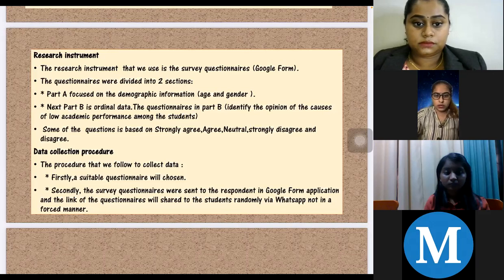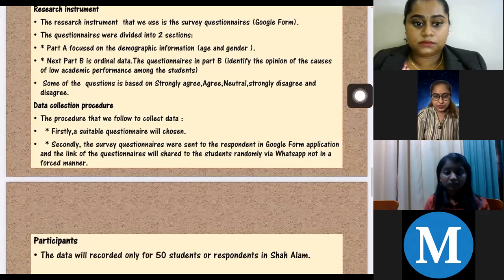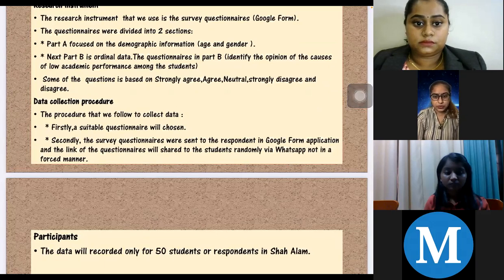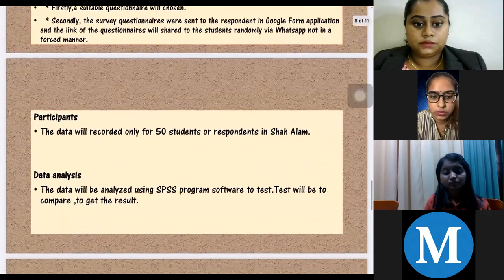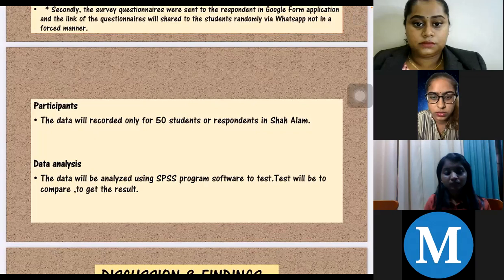Okay, so data collection, the procedure. First, we choose the suitable questionnaire, for example if we are choosing secondary students. Secondly, the survey questionnaire was sent to the respondents in the Google Form application, and the link of the questionnaire was shared to the students randomly via WhatsApp, not in a forced manner. The data will be recorded only for 50 students or respondents in Shah Alam, secondary students.